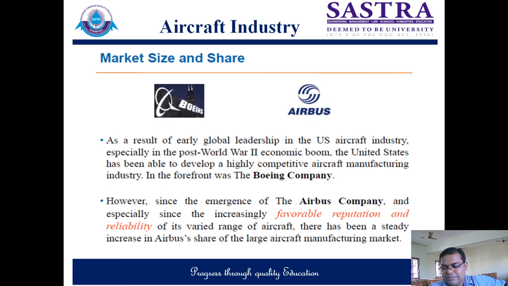In the forefront was the Boeing company. However, since the emergence of Airbus, and especially with the increasing reputation and reliability of its varied range of aircraft, there has been a steady increase in Airbus's share of the large aircraft manufacturing market. So at present, Airbus is much more reliable compared to Boeing, but in earlier days, Boeing was dominating the market.